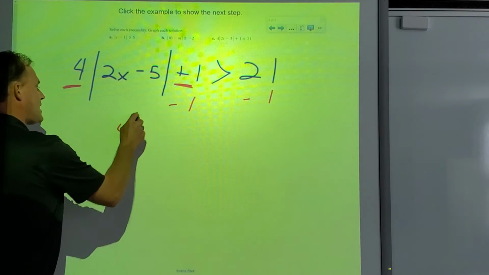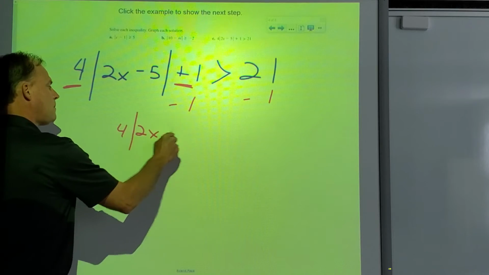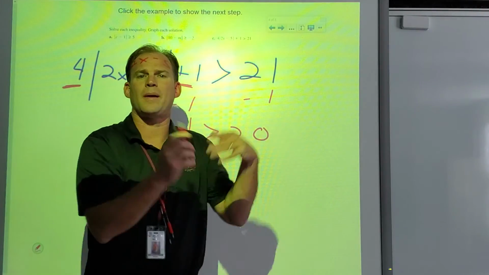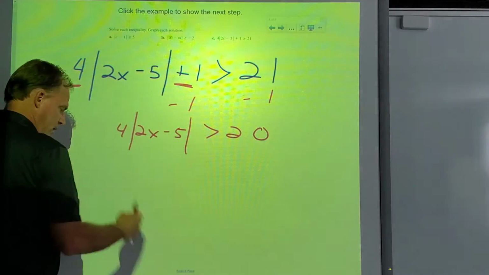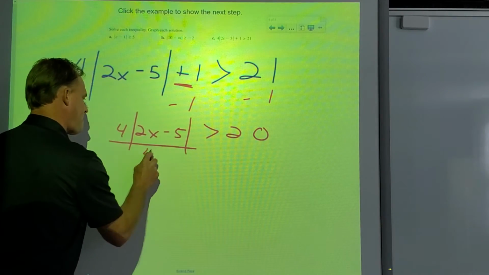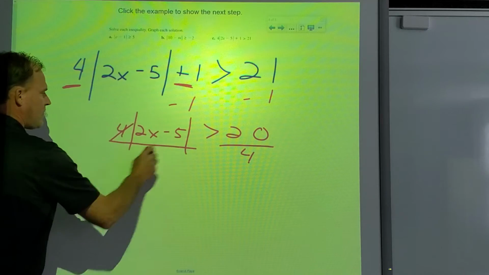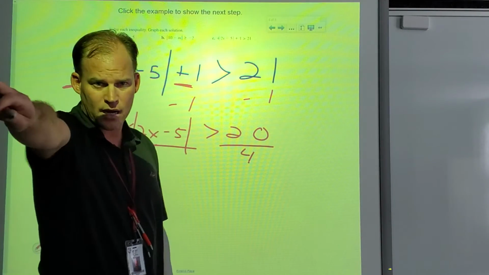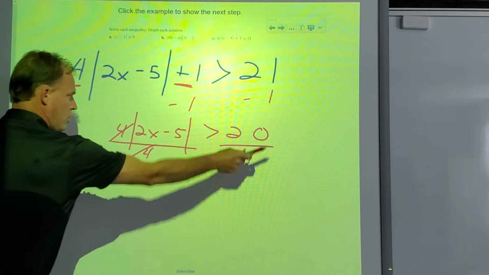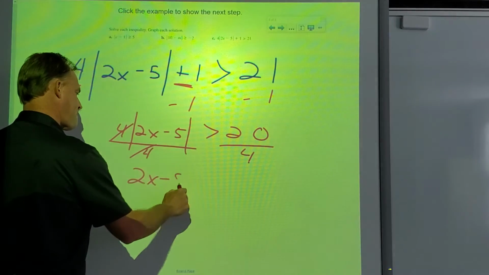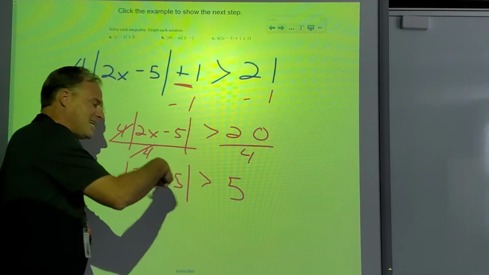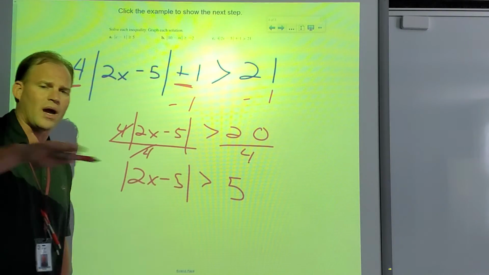Minus 1 on both sides. This is still 4 times the absolute value. I'm isolating the absolute value. Now I need to isolate this. Divide by 4. You cannot distribute into an absolute value sign. Not allowed. So here, gone, gone. I still have not done anything with the absolute value. I haven't touched it yet.